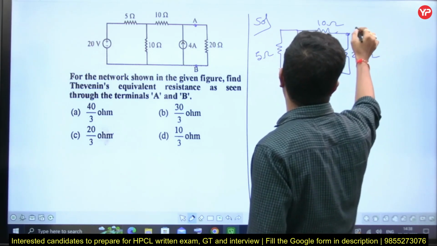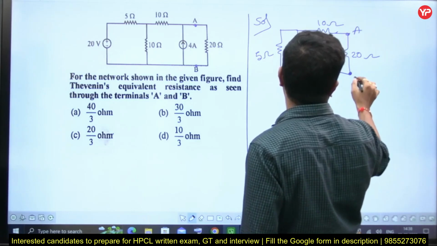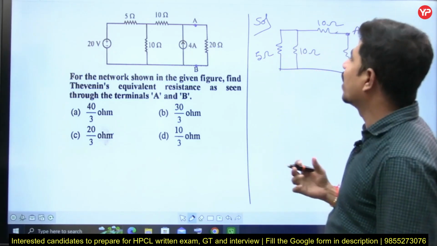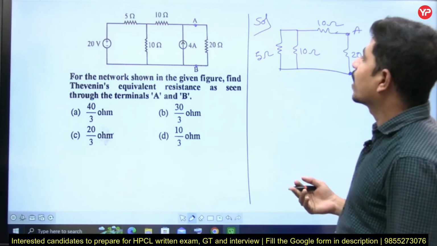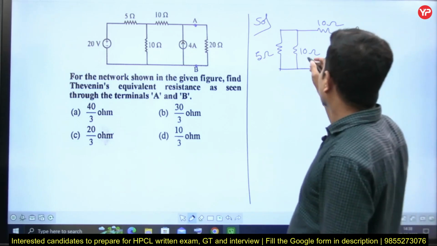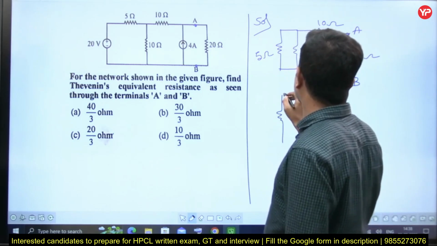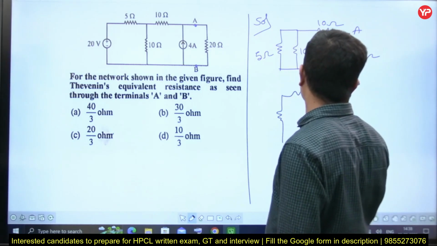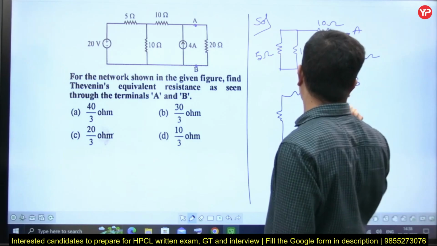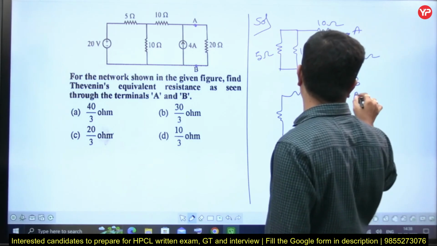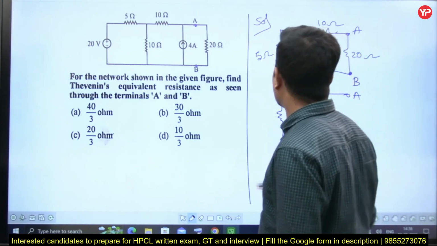These are the terminals A. This is the terminal B, right? At A and B, yes, 20 is there. 5 in parallel with 10. This combination will be a single resistance in series with 10, in parallel with 20. This is my A, this is my B. How much will this be?